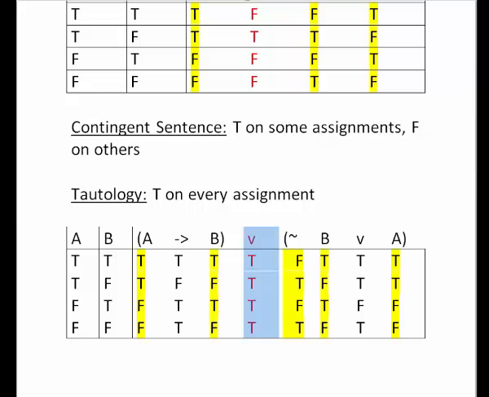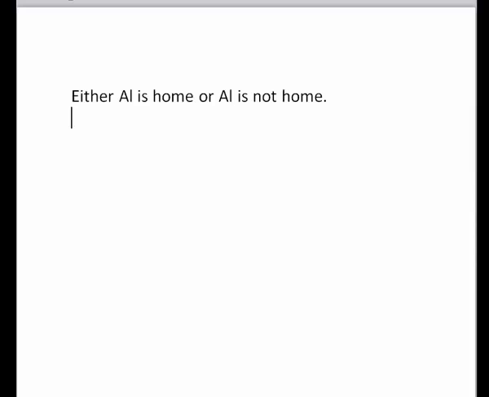So that's what we call a tautology, a sentence that's guaranteed to be true by its logical construction alone. Now we can have actual statements in English that are tautologies as well, but it can be a little bit tricky to detect them unless they're super simple tautologies. So if you have a statement like this one, either Al is home or Al is not home, you can probably tell that this is a tautology without looking at a truth table. Nevertheless, we can look at a truth table for the symbolic version, A wedge tilde A.